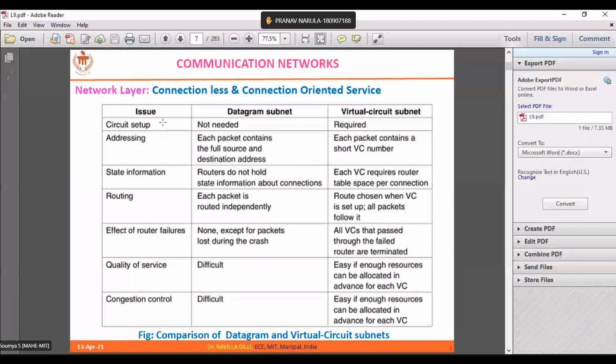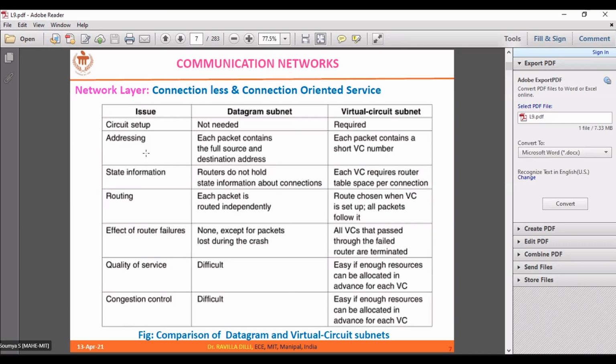Datagram subnet, is there a circuit needed? There would not be a circuit needed because it is sent as a datagram and packets can be sent through any route. Whereas in a virtual circuit subnet, there is a circuit required. Again here, a circuit need not be a physical circuit or physical connection between the two, but a virtual connection.